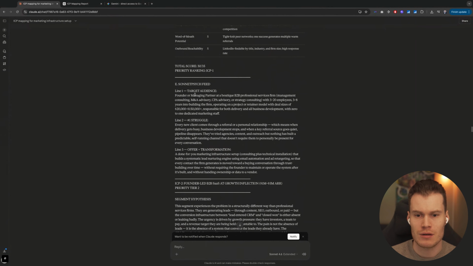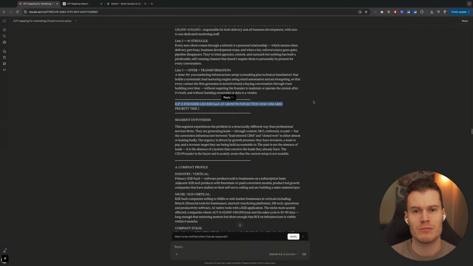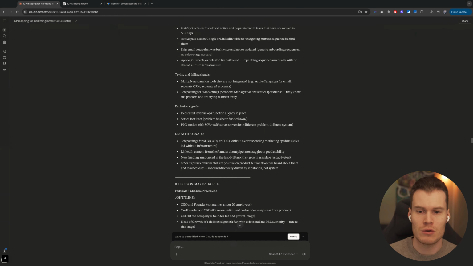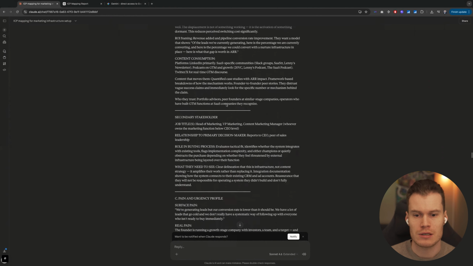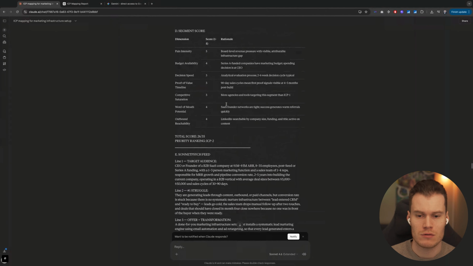And then you will have ICP number 2, which is a founder-led B2B SaaS at growth inflection. They want to take the next step, but they haven't been able to, because they're lacking the infrastructure to do so. And this just goes on. We can go into this at a way deeper level.